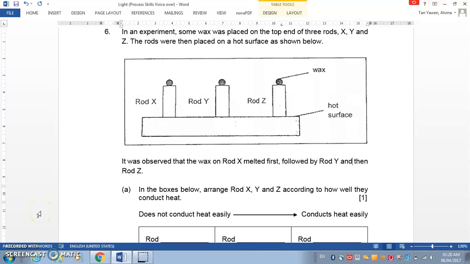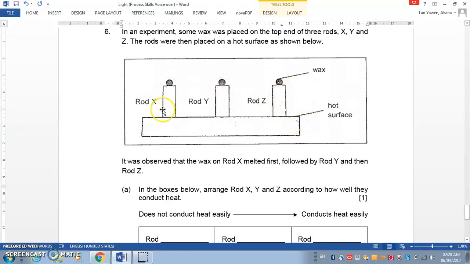Alright, we now move on to the last question, 6, on heat. So take some time to read the question first. Alright, so here we have a diagram that shows 3 rods, rod X, Y, and rod Z.